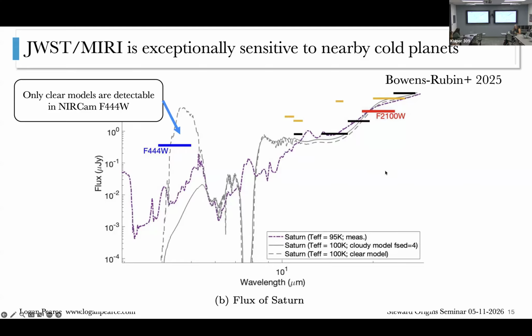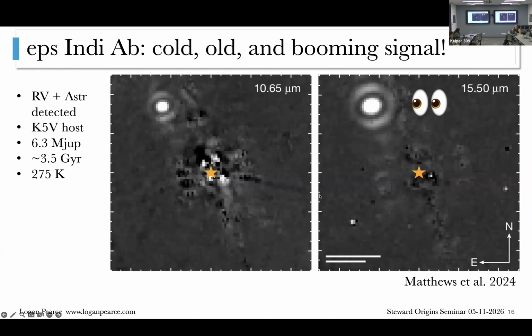So a lot of folks have been using NIRCam, but our group is really advocating that we should be focusing on MIRI for these cold planets. And MIRI has been successful. This is a recent discovery by Elizabeth Matthews and her team in 2024 of Eps Ind Ab in MIRI. It's a 6 Jupiter mass, 275 Kelvin planet, 3.5 gigayears old. And this is the 10 micron and 15 micron filter.